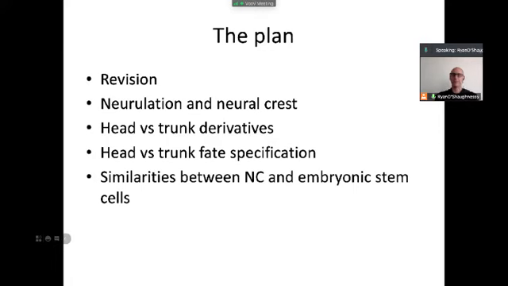Well, there'll be a little bit of revision of the last lecture, and we'll talk about neurulation and how the neural crest cells form from neurulation and their role. We're going to look at the neural crest cells and how they are derived from both the head and the trunk, and how these different cells undergo different fates. And then finally, we're going to look at developmental similarities between these neural crest cells and embryonic stem cells.